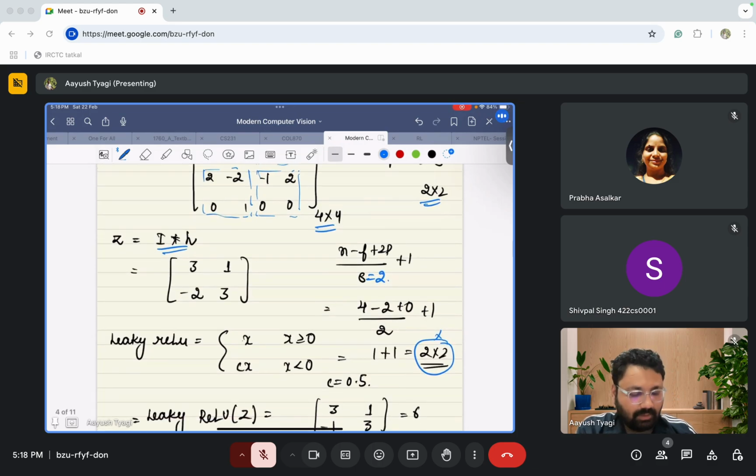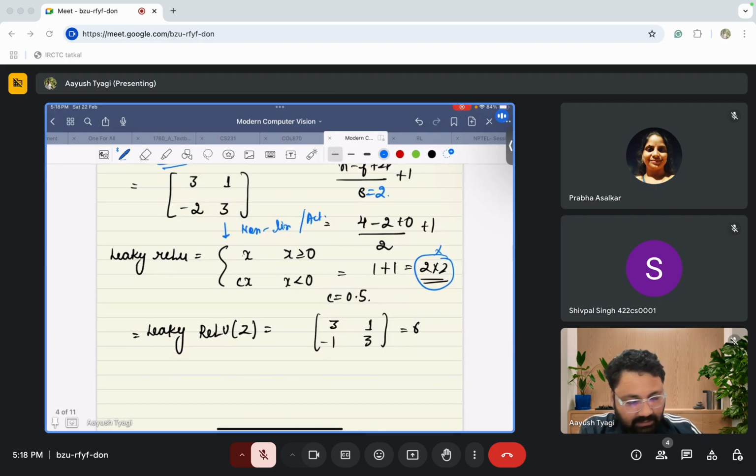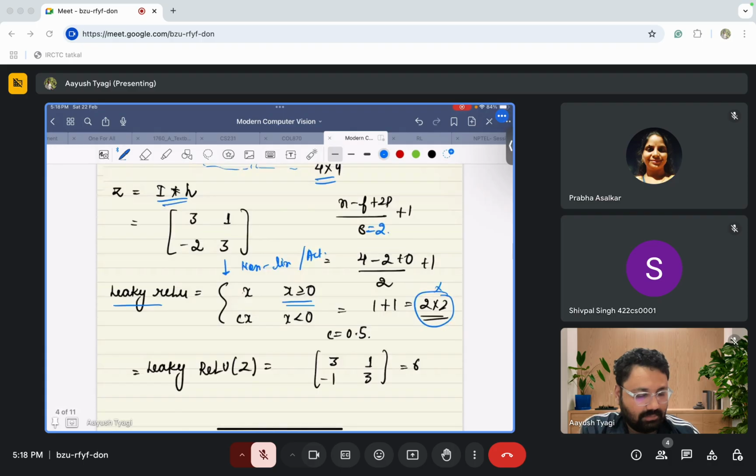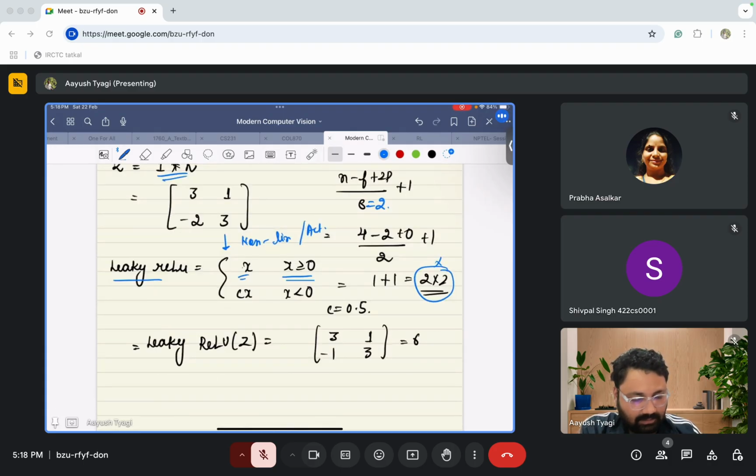The next task was to apply a nonlinearity, or an activation function, which is leaky ReLU. And how do you define a leaky ReLU? For values of x greater than 0, it is the same. It should be like this, but for values less than 0, it is c times x. And c is 0.5 in our case.